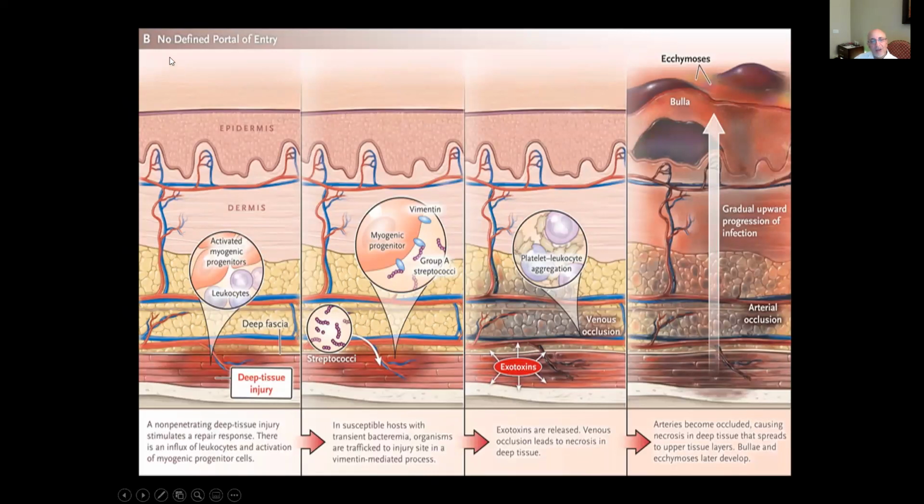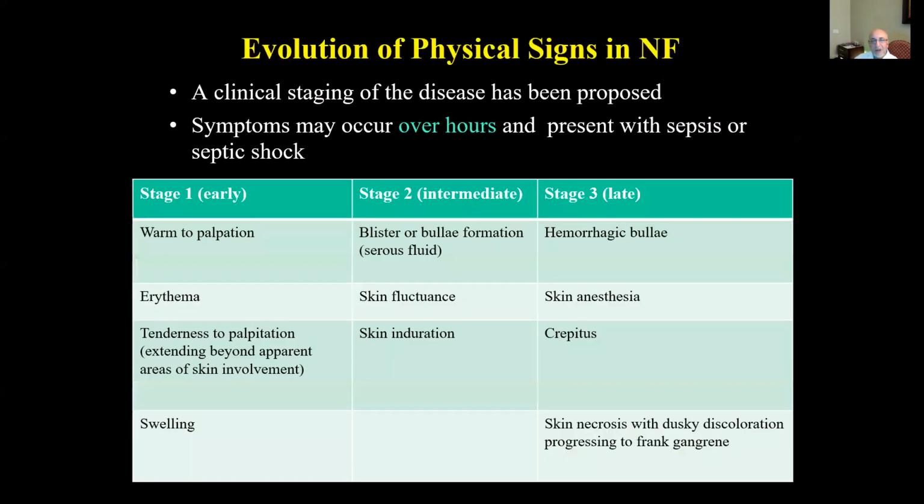More challenging for clinicians is when there is no defined portal of entry. This tends to occur when there's a deep tissue injury from a muscle sprain or a strain, and if, unfortunately, at that time, the patient develops bacteremia with group A streptococcus, you get further inflammatory response deep in the tissues, the release of exotoxins, venous occlusions, platelet aggregation, and further arterial occlusion and ischemia, which then travels upwards, and you get the manifestation clinically of erythema, ecchymosis, and bullae formation much later in these patients.